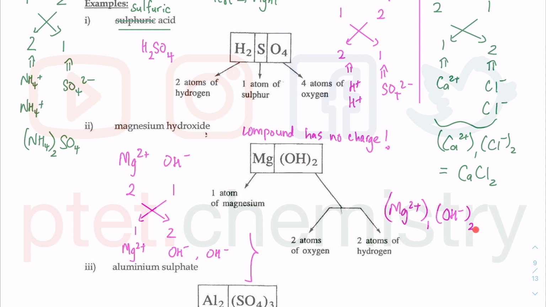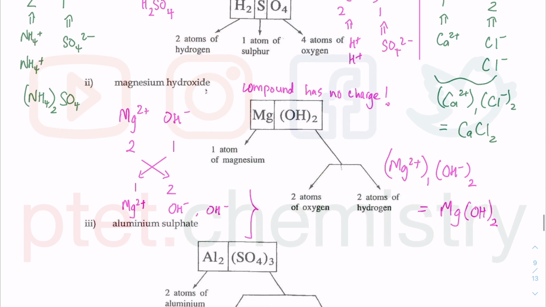This number is what you call subscript. Subscript means on the bottom right hand side. Superscript means on the right hand side, top bit. So this is what we call subscript, or we can write Mg2 plus once, bracket OH minus twice. You can then simplify this to Mg(OH)2. This means 2 oxygen, 2 hydrogen, because it's in the bracket.